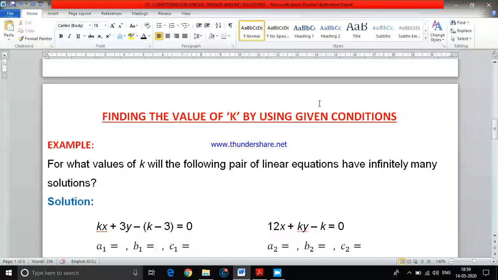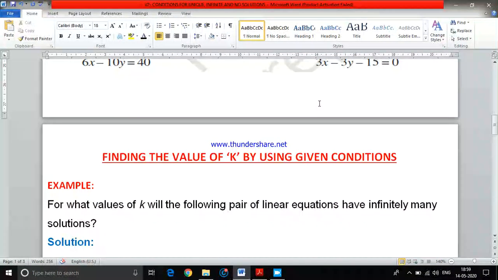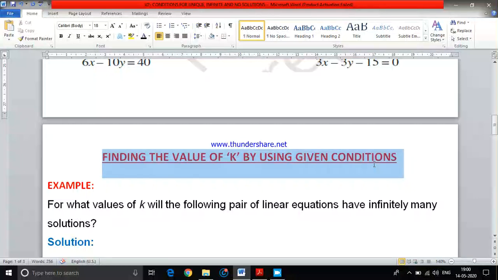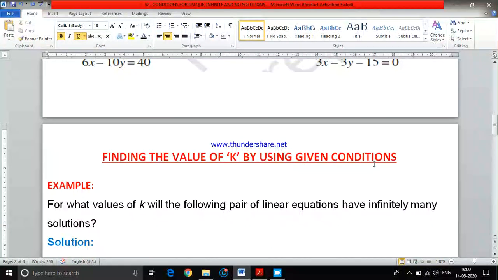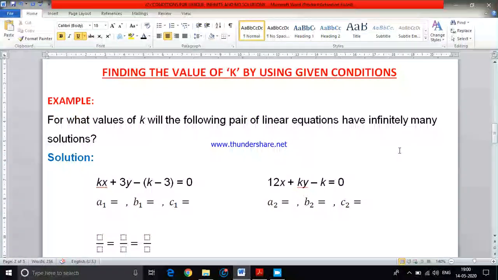Now, as I said, there will be 1 mark or 2 mark questions. Now we are going to solve those questions of 1 mark or 2 mark: finding the value of k by using the given conditions. In place of a1, a2, b1, b2, c1, c2, any one of these 6 constants, or two or three of them, the terms involving k will be given, and some conditions will be given to you. You have to find the value of k. Let's see what it means actually.